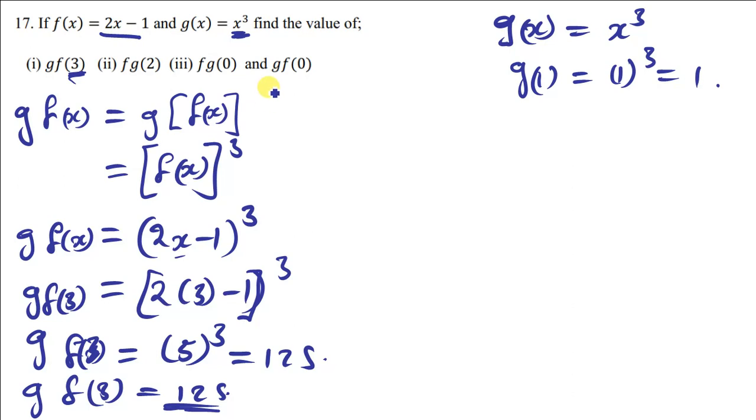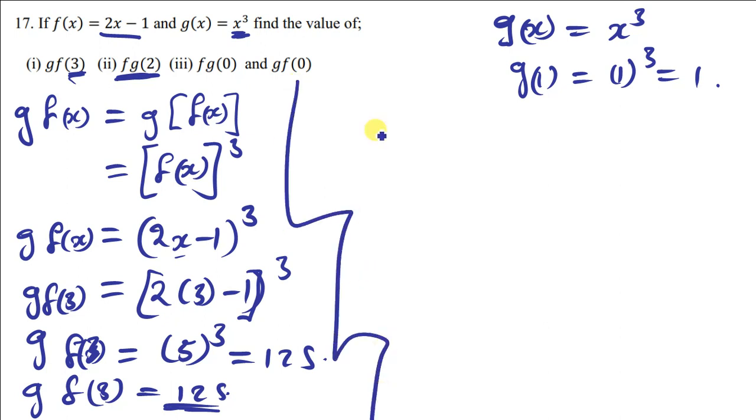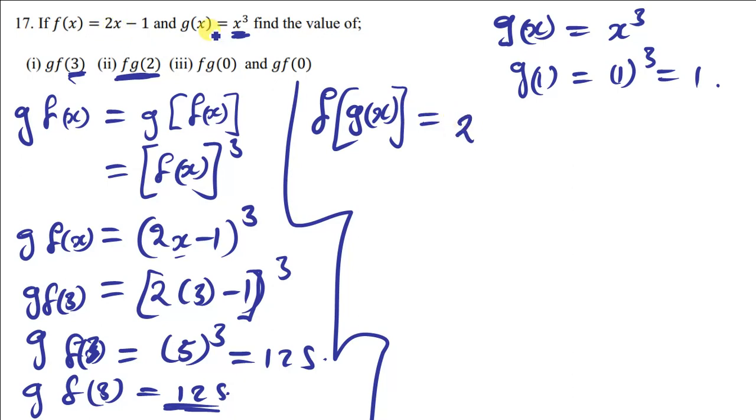Okay, so let's also do this one: f of g of 2. So f of g of 2 simply means in f, where there is x, we're going to put g of x. So in f, where there is x, we're going to put g of x. The expression for f is this one. So while there is x in f, I'm going to put g of x. I'm going to have g of x there.